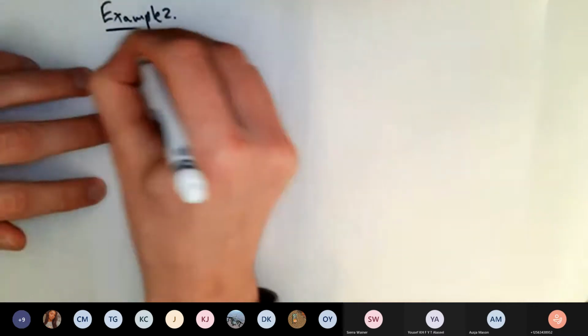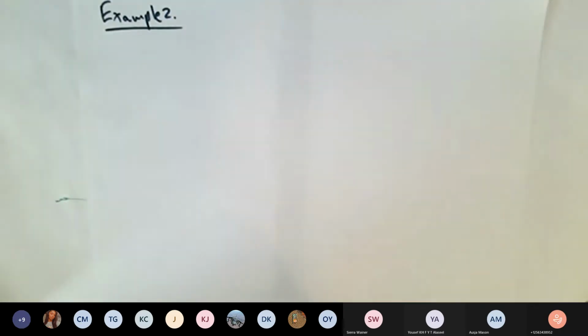Let's go to another example. This will be less involved, not as much writing of particular elements. What I'm going to do is just make sure you understand different ways that Venn diagrams can look, how different sets can be related to one another.